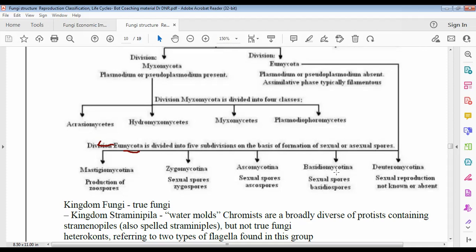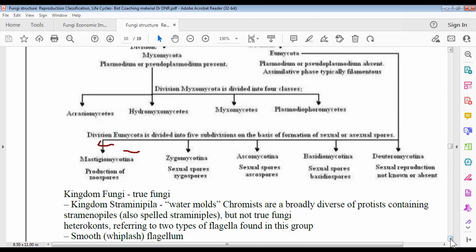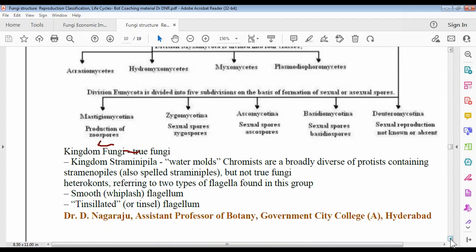Fungi in which sexual reproduction is absent or not yet identified are all grouped into Deuteromycota. That's why we named them dustbin fungi. The sexual reproduction is absent, that means the perfect stage is absent. That's why we call them imperfect fungi or dustbin fungi.